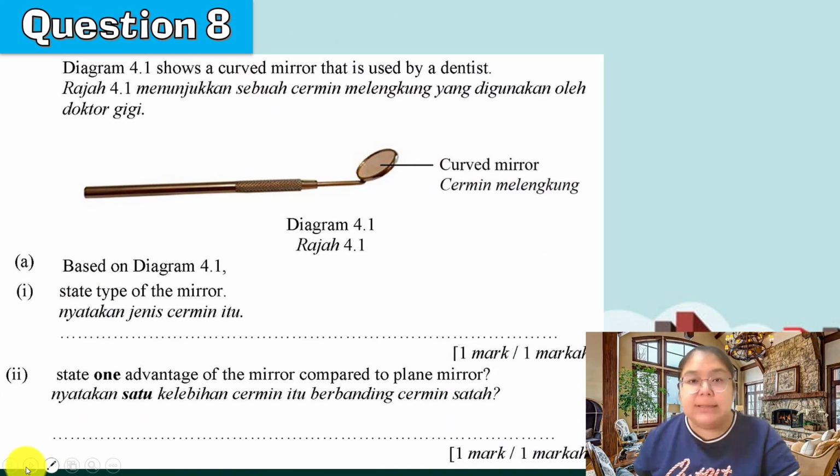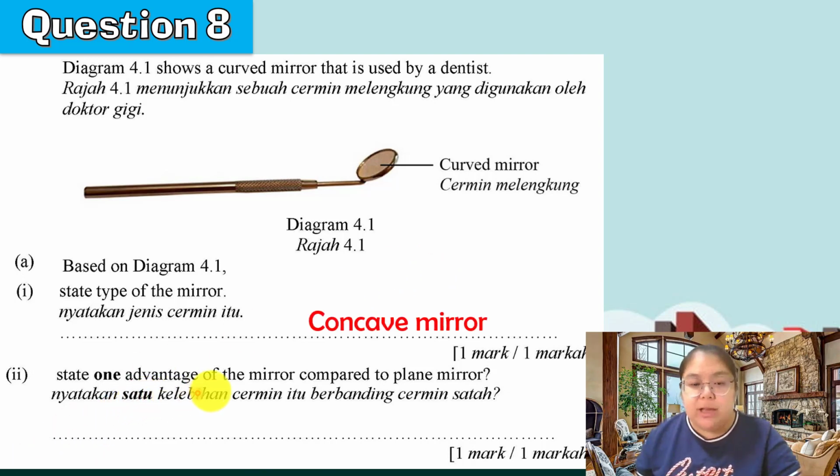Then we go to question number 8. They show a curved mirror that is used by the dentist. Based on diagram 4.1, can you state what type of mirror this is? This mirror, they want to focus and observe which tooth has a problem. So we must use the concave mirror, because a convex mirror makes the image smaller. The concave mirror will magnify. So we're using a concave mirror.